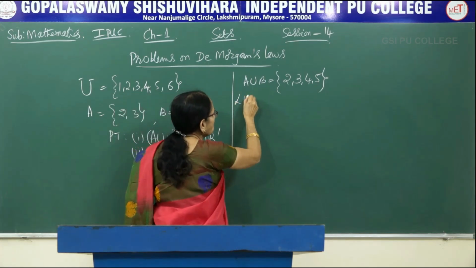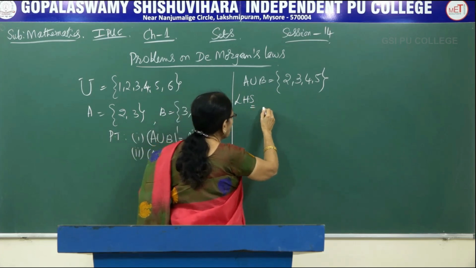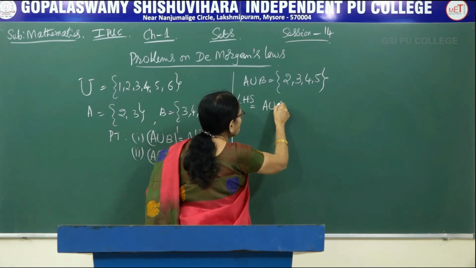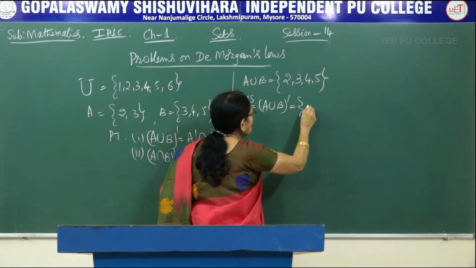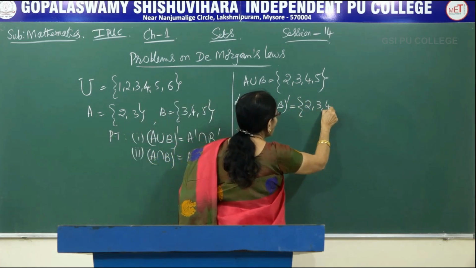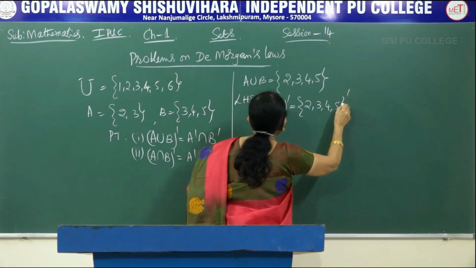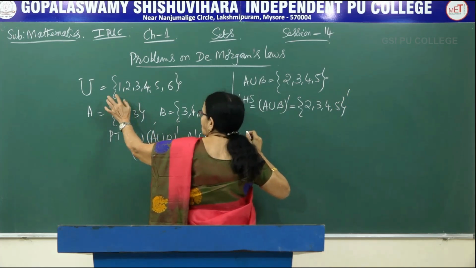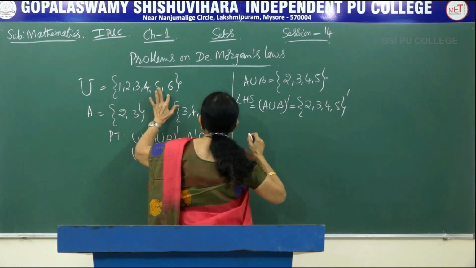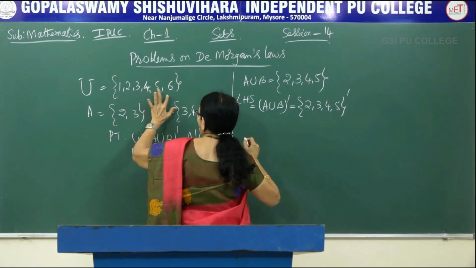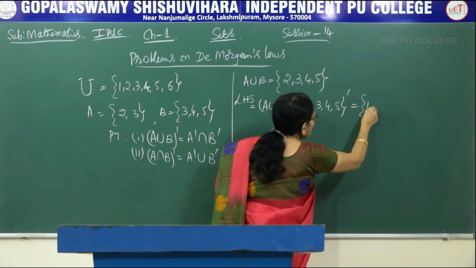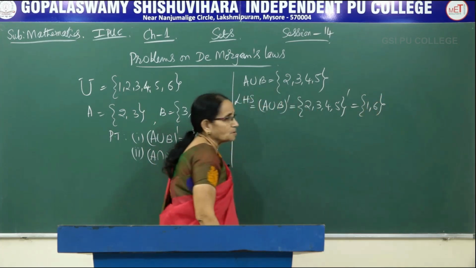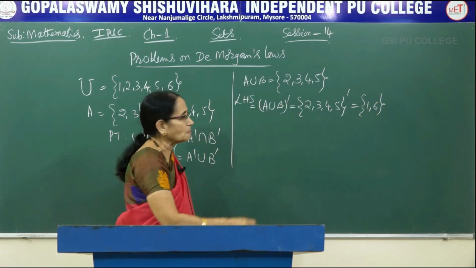Now, start with the left hand side, that is (A union B) whole dash. That means {2, 3, 4, 5} dash. Now look at the universal set, it has 1, 2, 3, 4, 5, 6. Now 2, 3, 4, 5 are already there, so the complement of that becomes {1, 6}. So this is the left hand side.